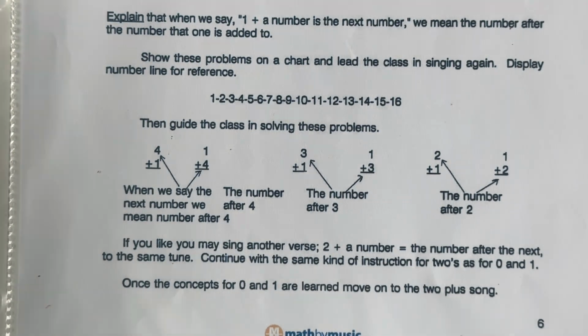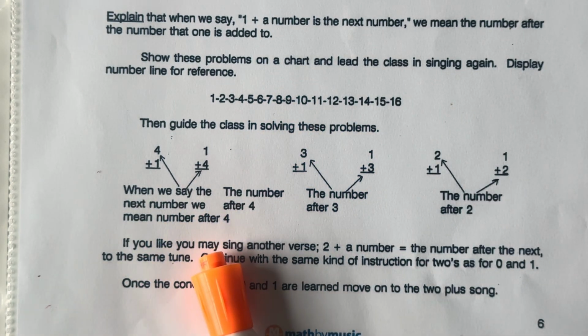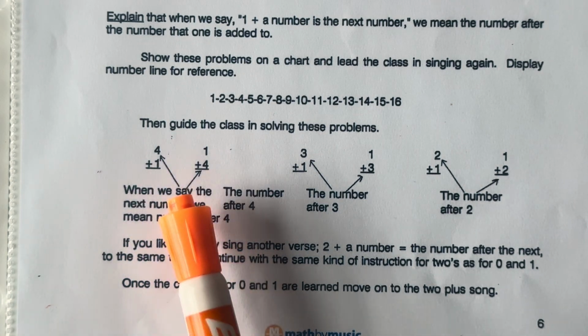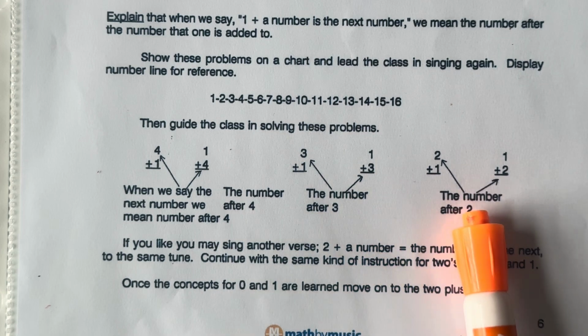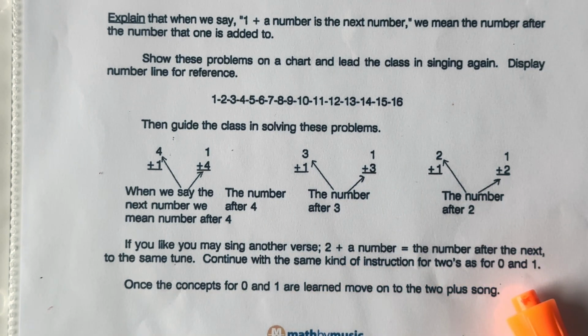Let's go back to the lesson in the guide and make sure we were able to review everything. We did write the number line on the board. It says when we say the next number, we mean the number after 4, which we've done. You've seen that we illustrated that on the number line. Now, because we got to the end of the lesson, we're able to move on to 2 plus a number. That is great.